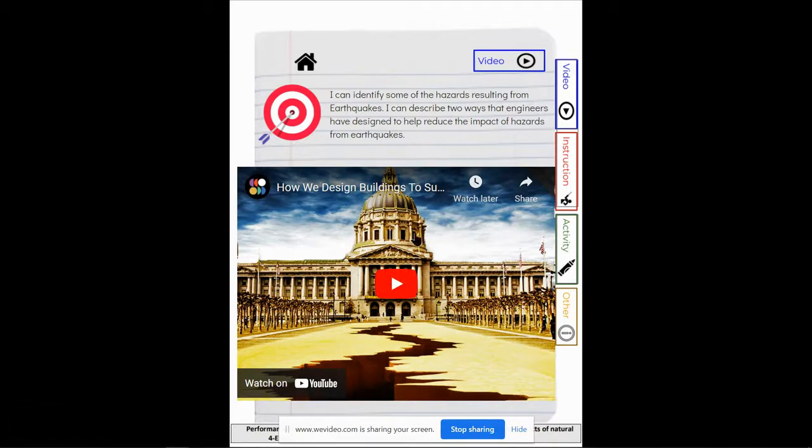So this is a background video right here that is giving you information about some buildings, specifically in San Francisco, and how they are built in order to help keep the building safe in the event of an earthquake, because San Francisco is kind of an earthquake hotspot.